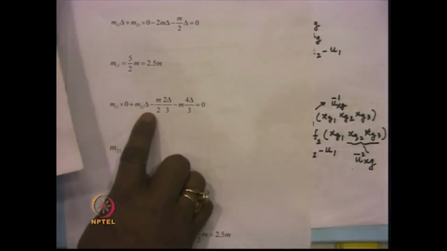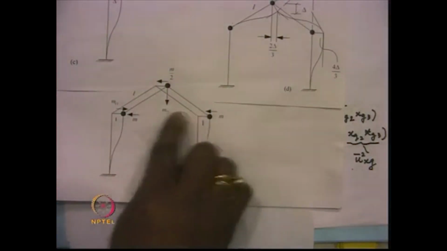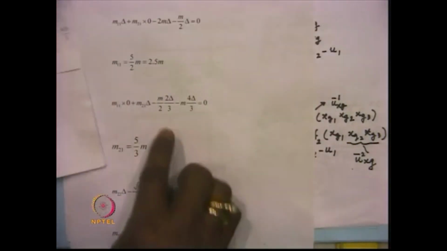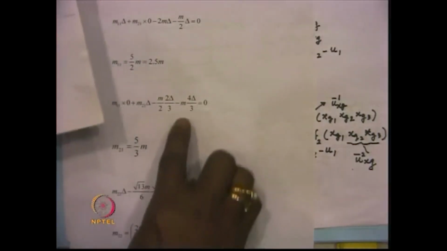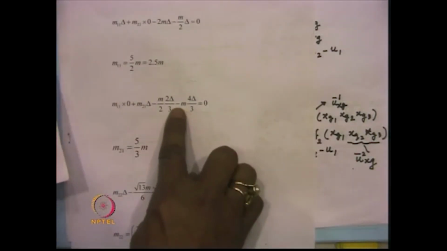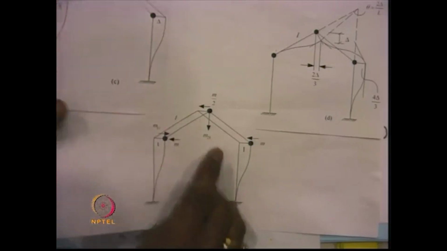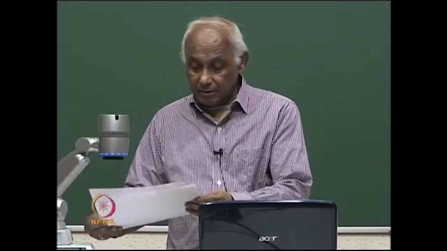So, m21 into delta, then minus m by 2 into 2 delta by 3, the inertia force which is acting over here is equal to minus m by 2, and the displacement that takes place over here is 2 delta by 3. And then this force undergoes a displacement of 4 delta by 3, so we multiply minus m into 4 delta by 3. So, that gives m21 equal to 5 by 3, or 1.67, which we got in the previous calculation also. In this way, one can also find out m22 and m11. So, using the method of virtual work, one can also obtain the mass matrix of a particular system if it is not a diagonal mass matrix.